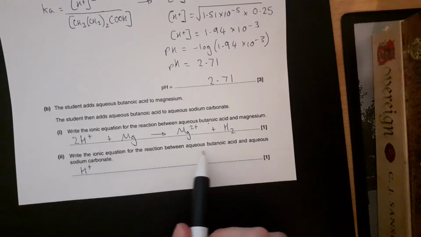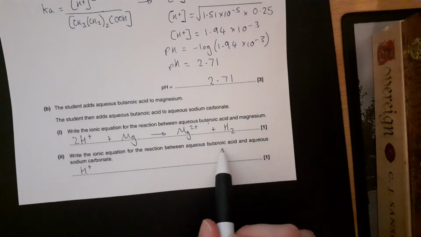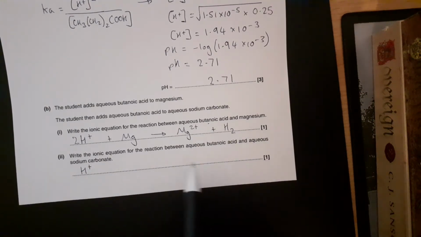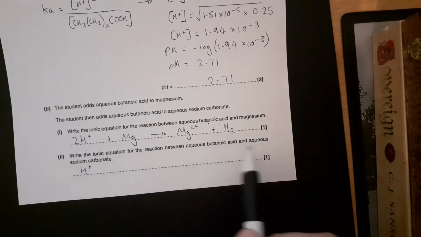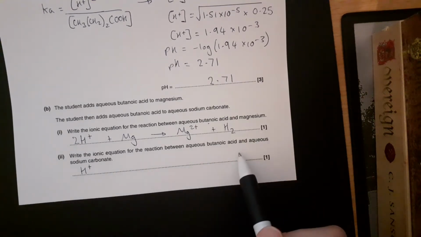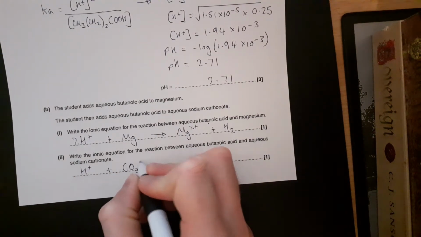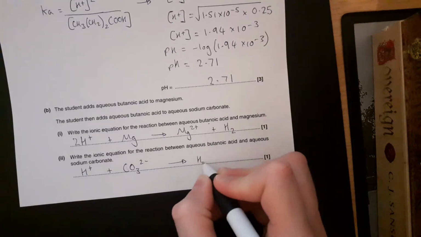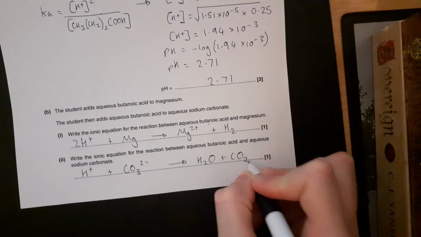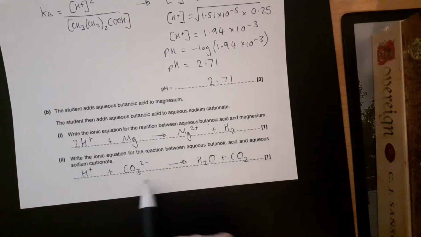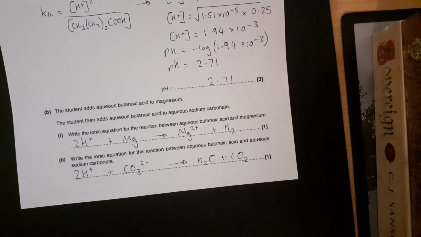So if we think about this reaction, it's going to make sodium butanoate, water and carbon dioxide. We already know the butanoate ions are going to cancel, but the sodium ions are going to cancel out as well. So we're just going to have hydrogen ions and the carbonate ions reacting together to make the water and the carbon dioxide. The sodium ions from the carbonate and the sodium butanoate would cancel, and the butanoate ions would cancel. And then again, we just need to balance this. We need to have two hydrogens here.